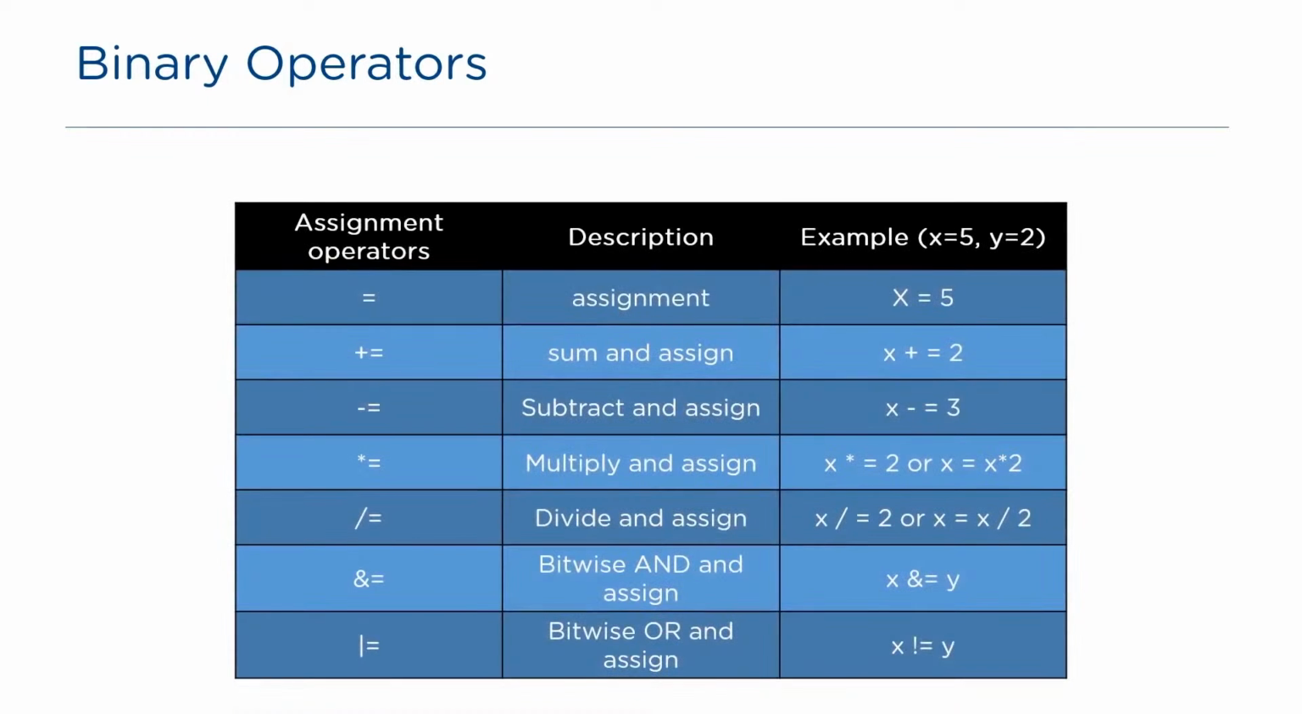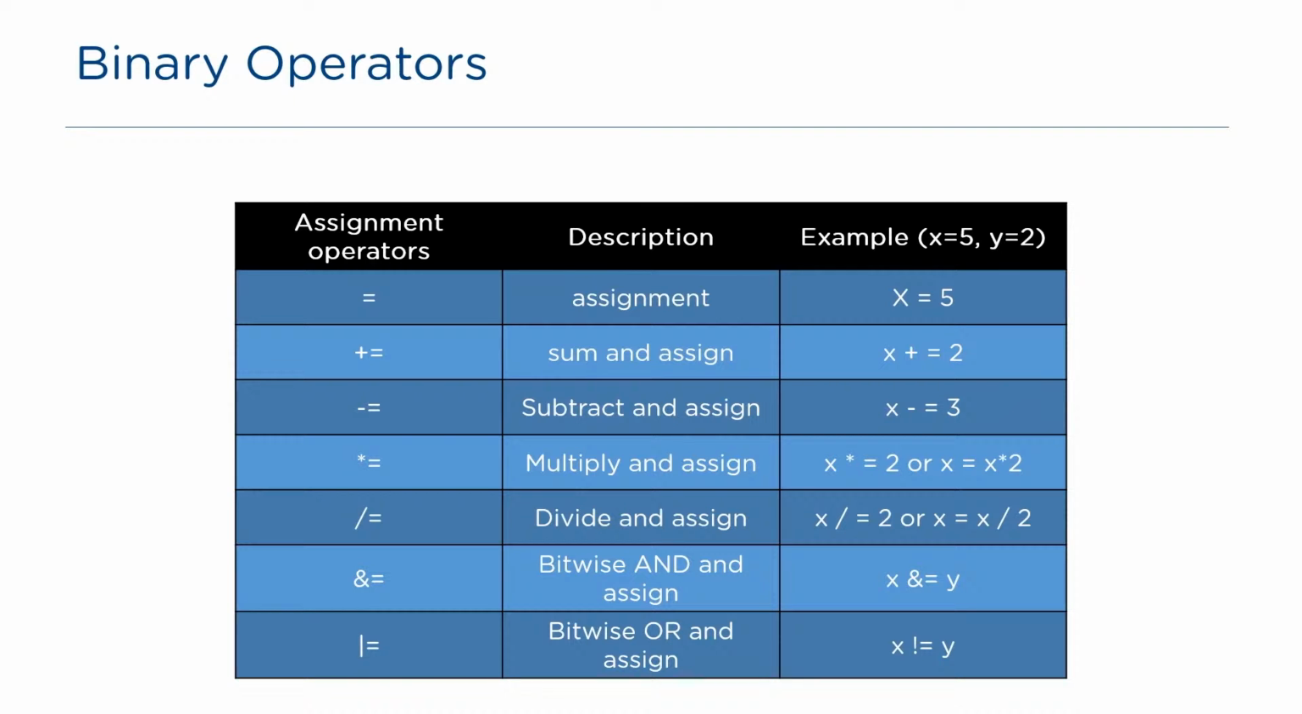Following we have assignment operators. You may understand better when you look at the example. The assignment operator is used to assign a value to a variable. As you can see in the example, x is equal to 5, the value 5 is given to the variable x. Next is sum and assign. That is, x plus equal to 2 means the number 2 is added to the value of x.